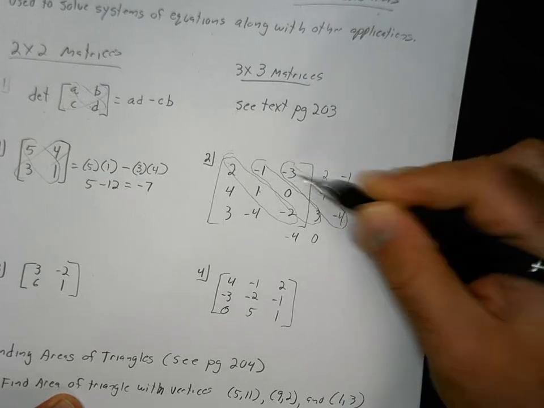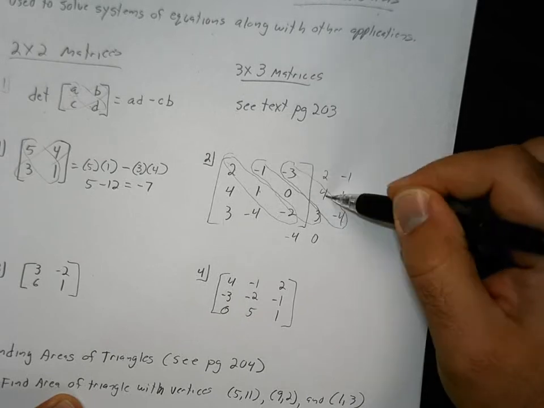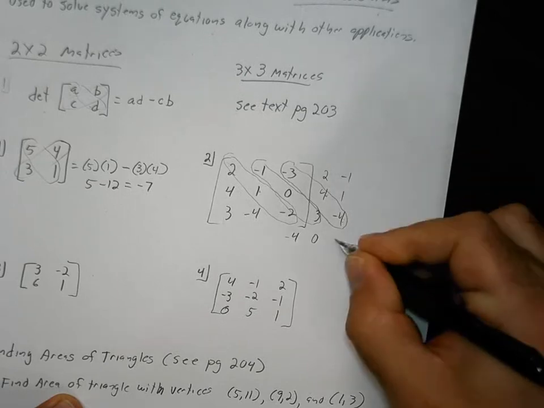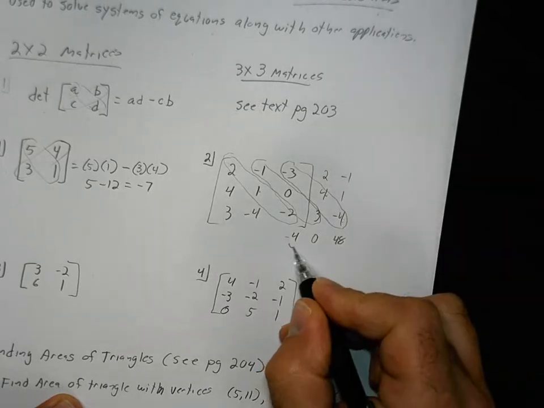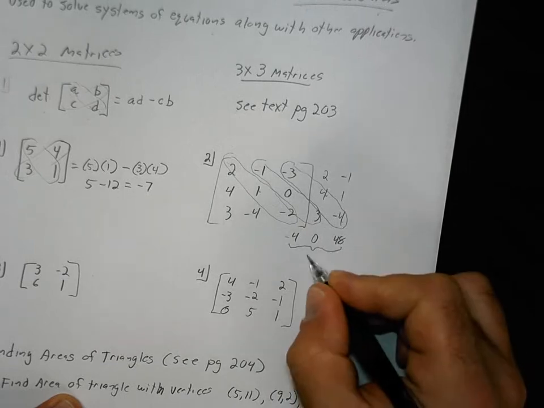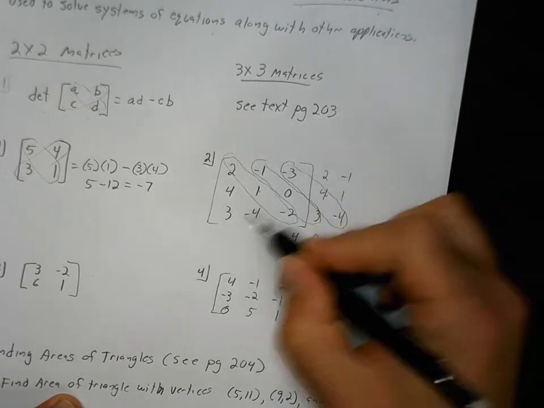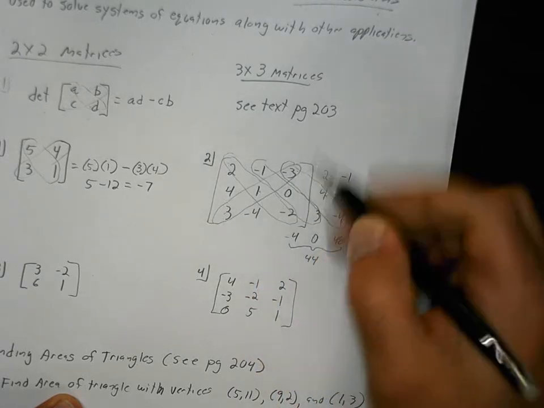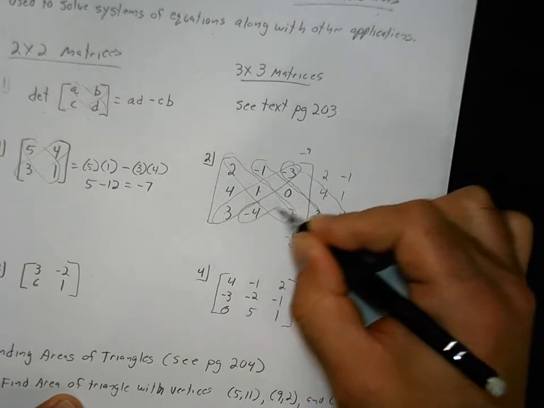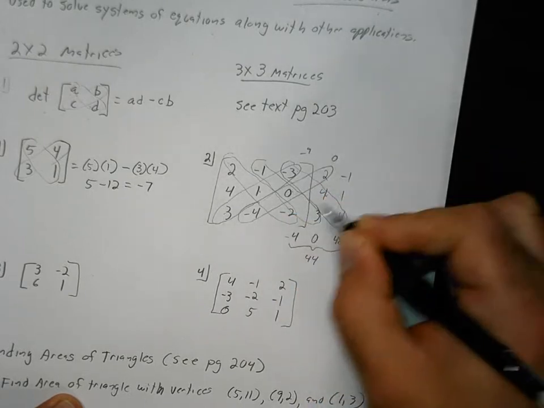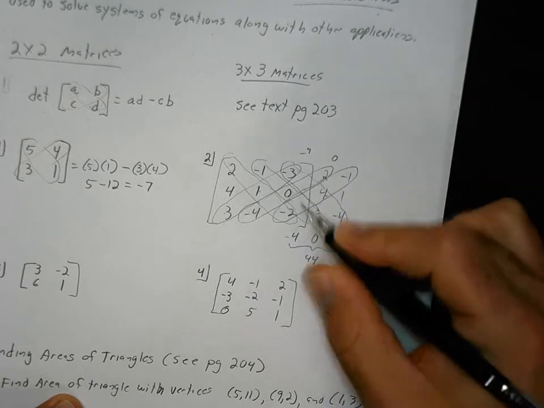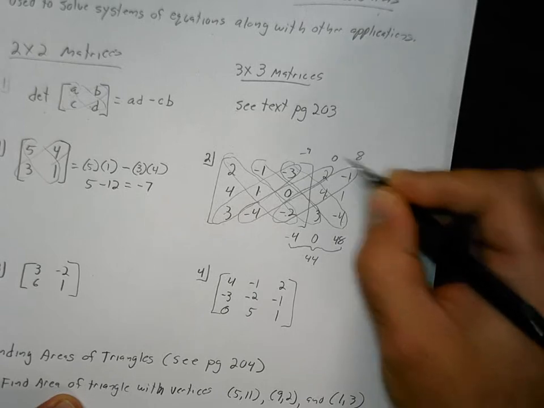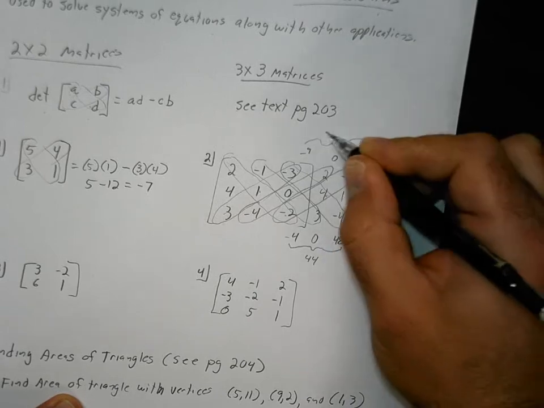So we have 2 negatives, so the result's going to be positive. So 3 times 4 is 12, and times 4 is 48. Okay, so I add those 3 numbers up, and I get 44. Now I start here, bottom left, multiply those 3 numbers. 3 times 1 times negative 3 is negative 9. Multiply these 3 numbers, I get a 0 there, so that's 0. Multiply those 3 numbers, I get negative 8 times 1 is positive 8. Add those 3 numbers up, and I get negative 1.